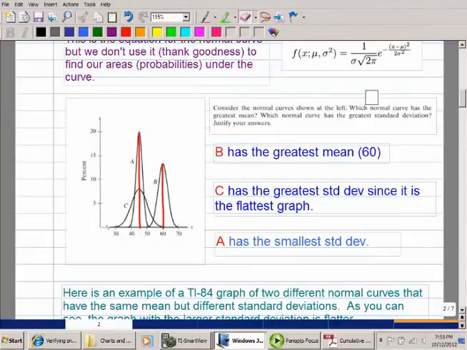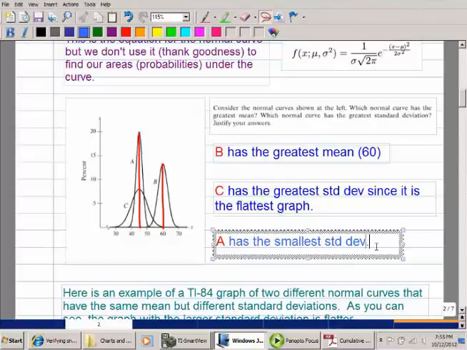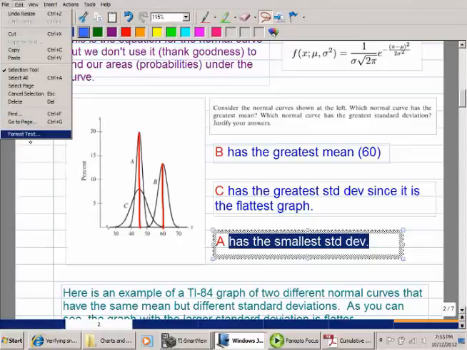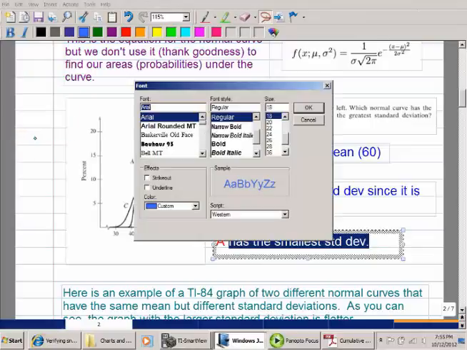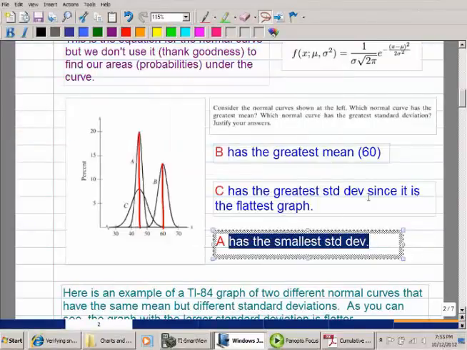And which one has the greater standard deviation? The greater standard deviation will be the flattest graph. So that would be graph C. So therefore, had they asked which one has the smallest standard deviation, that would be graph A, because it's taller and narrower.